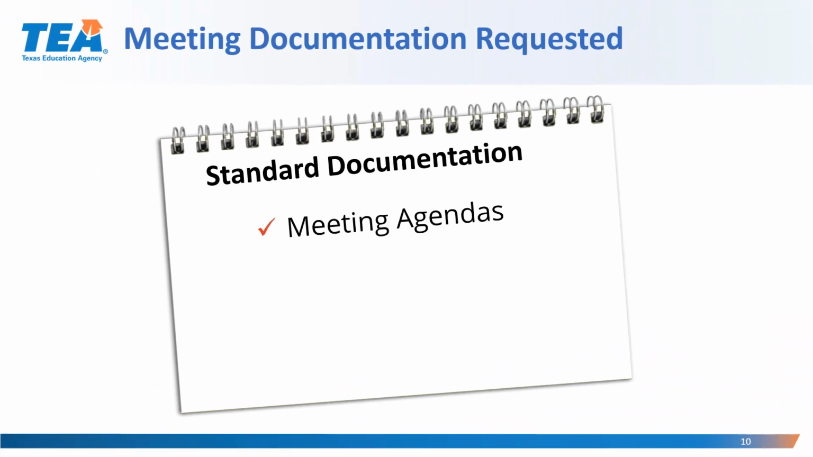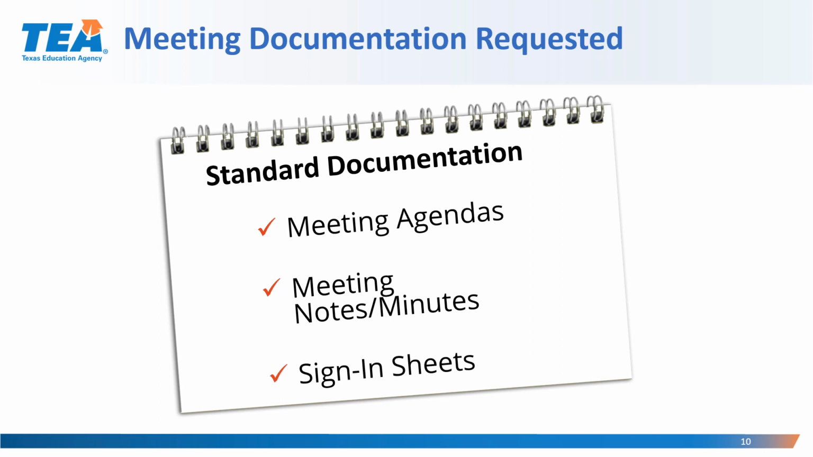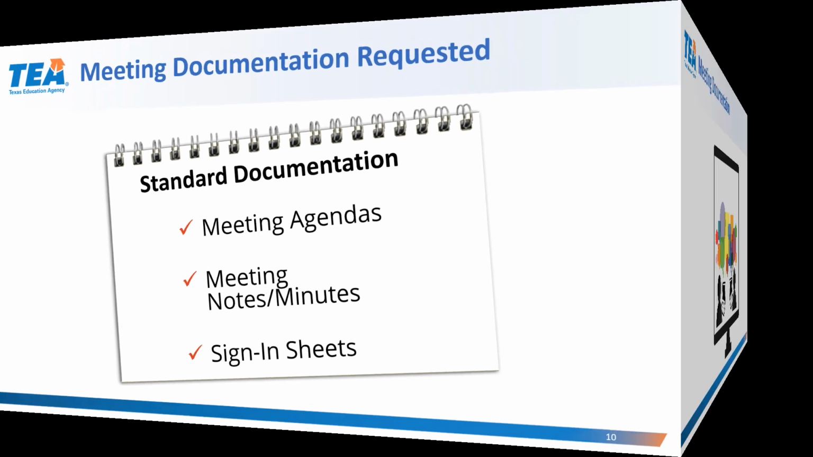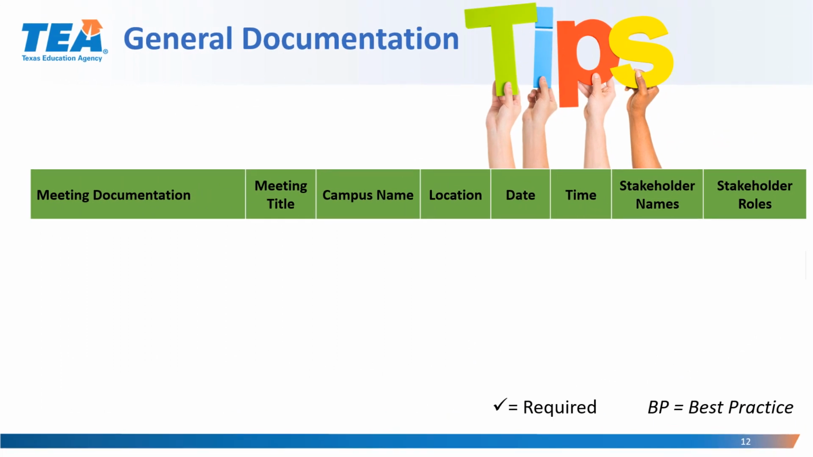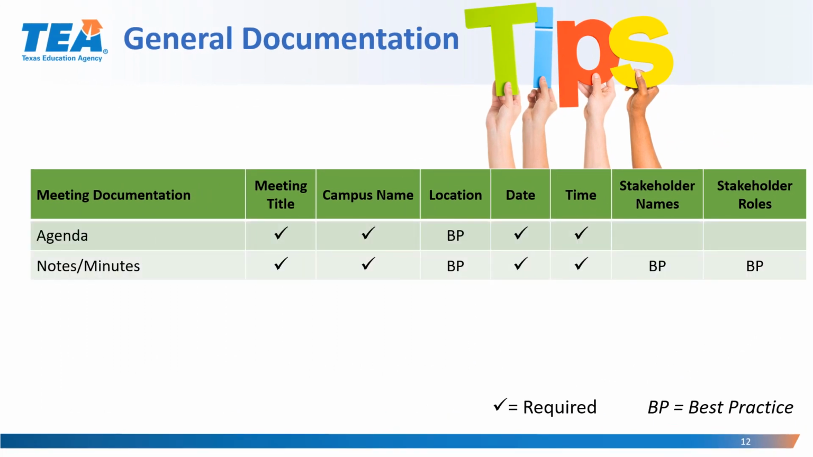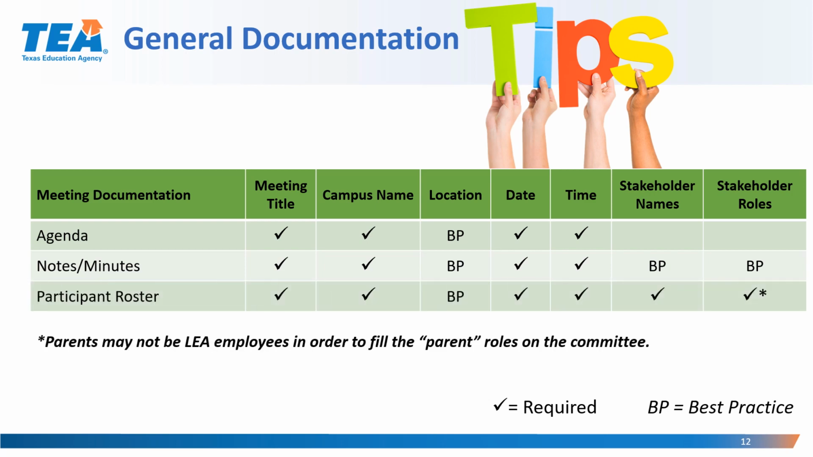The standard meeting documentation that an LEA should maintain locally includes meeting agendas, meeting notes or minutes, and sign-in sheets. Please note that documentation for virtual meetings is an acceptable form of documentation. Participant rosters that include the meeting title, meeting date, and names and roles will be acceptable substitutes for the more traditional sign-in sheets. This eliminates the need of a participant's written signature. Please refer to the table referenced on this slide to determine what is required on meeting documentation and what is considered best practice.